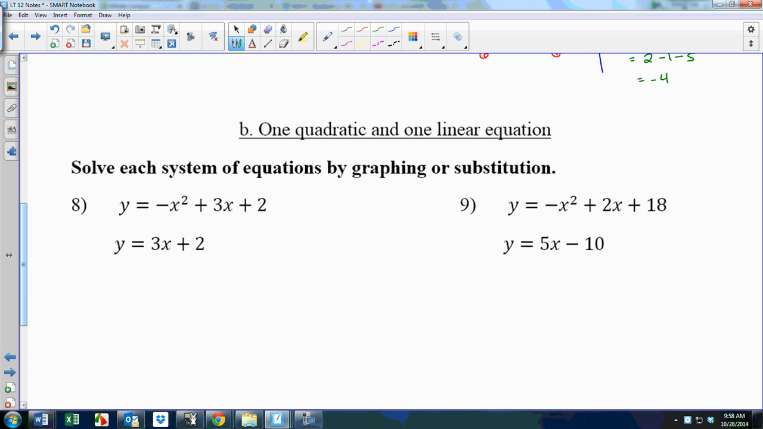8, try it with the calculator. 9, try it with the calculator and algebraically. The difference being one of them is a line this time. So a quadratic and a line could do things like that. 2 answers, 1 answer, or no answers. And we already looked at those over here.